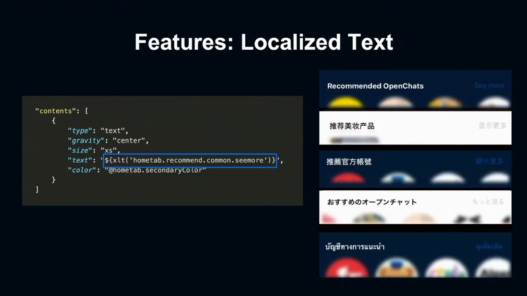We define special parameters for the localized text here, like hometab.recommend.comment see more. Based on the actual user's request language, the server will choose a proper language text here, like we can get see more in English, Japanese, or Chinese, for example.